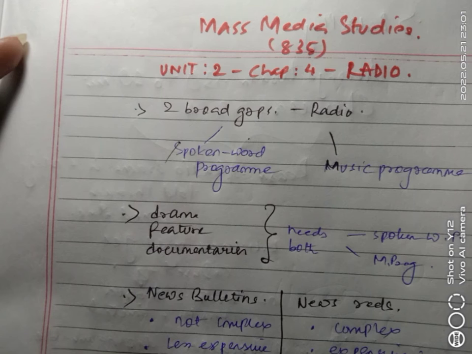Now what are the two broad groups of radio? Spoken word program and music programs. Now this question may also come that what spoken word program includes. So you can write about news bulletins, discussions, educational programs for schools and colleges, and you can also write about talks, interviews, discussions. And if they talk about music programs, you will write countdown shows, magazine programs, disc jockey programs, musical performances of all types.